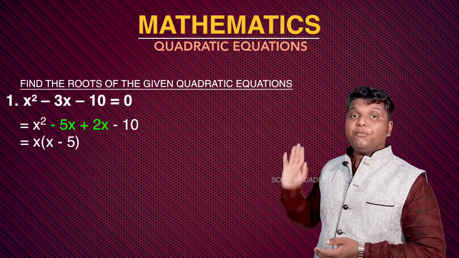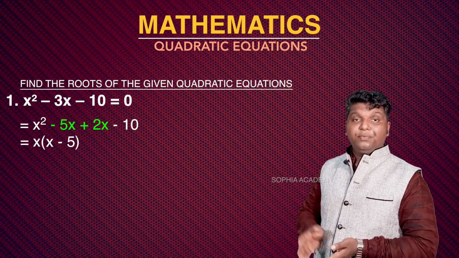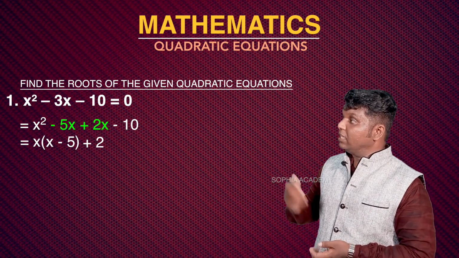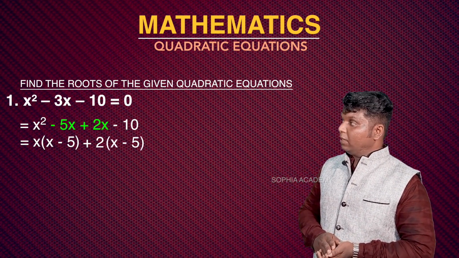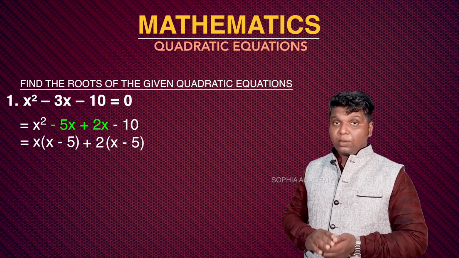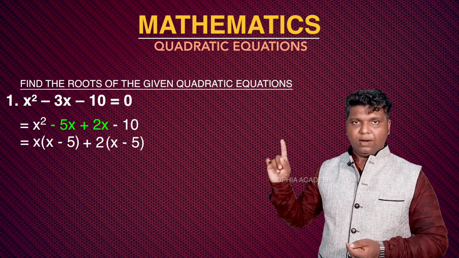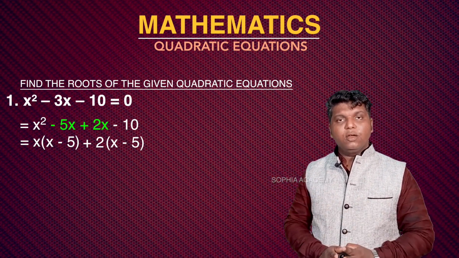Then from the third and fourth terms, what is common? Take it outside again. There you can see 2 is common. So take the plus 2 outside. Within the brackets, you will get 2 into x minus 5. Bracket closed, that is equal to 0. One more thing to be noticed: inside these two brackets, the terms are the same. There also you can see x minus 5. In the second one also, x minus 5 will come.